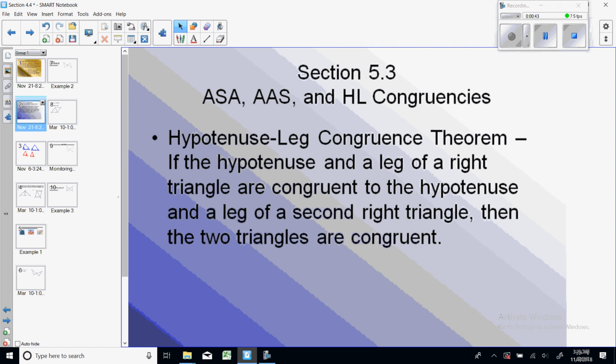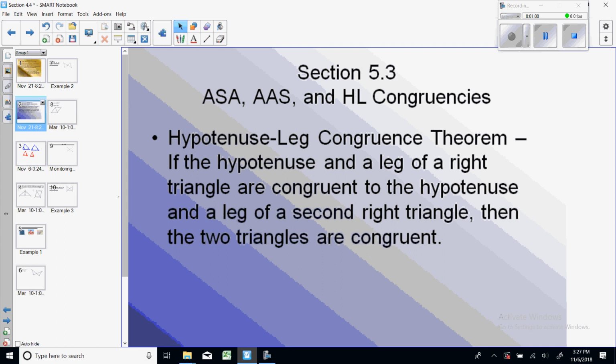Okay, the third way today that we're going to take a look at triangles being congruent is hypotenuse leg. Now, in order for hypotenuse leg congruence to happen, you have to have a right triangle. If the hypotenuse and a leg of a right triangle are congruent to the hypotenuse and a leg of the second right triangle, then your two triangles are congruent.